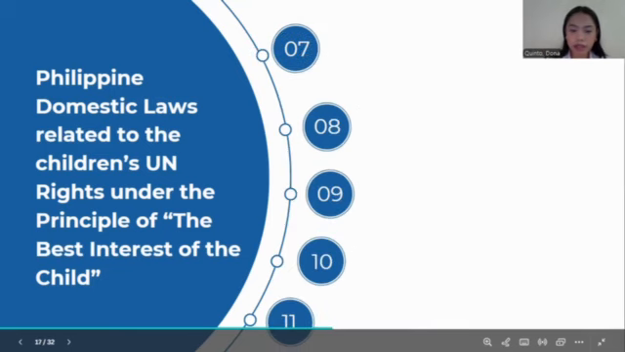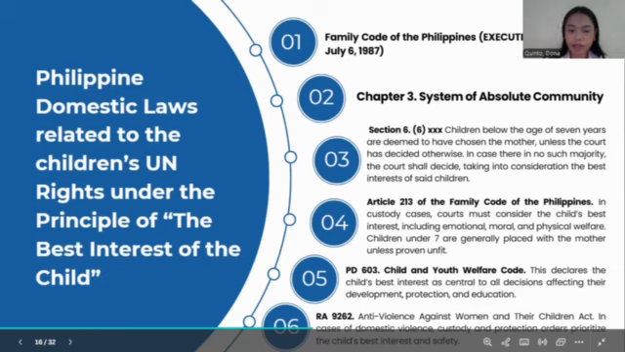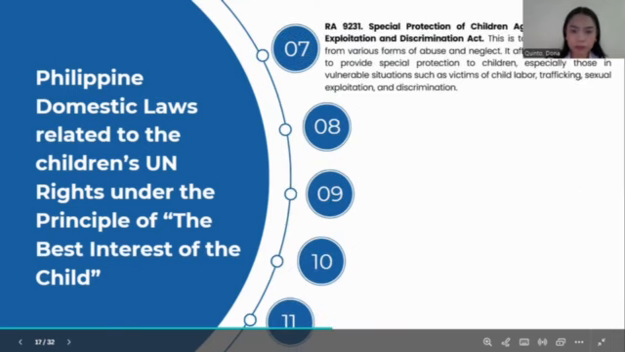Next is RA number 9262, Anti-Violence Against Women and Their Children Act. It reinforces the best interests of the child principle by ensuring that in situations of domestic violence, courts issue custody and protection orders that prioritize the child's safety, emotional stability, and overall well-being. Next is RA 9231, or the Special Protection of Children Against Child Abuse and Discrimination Act. It aligns with the best interests of the child principle by mandating the state to actively protect children.